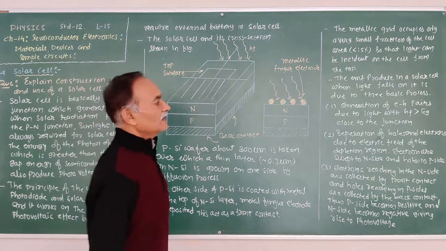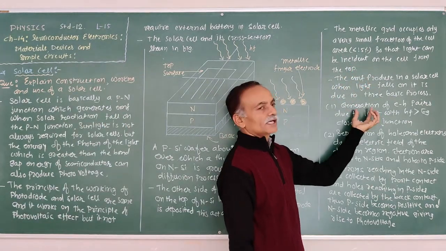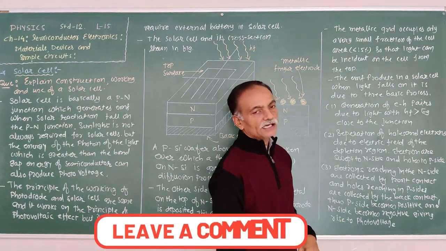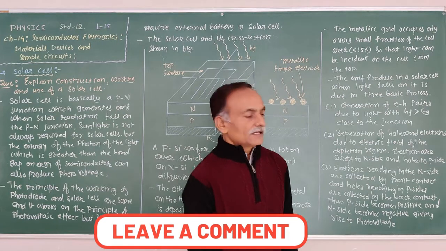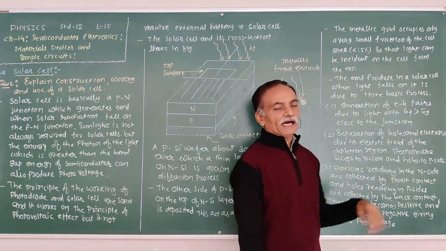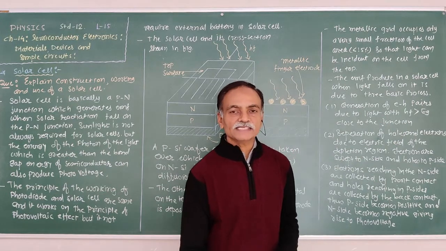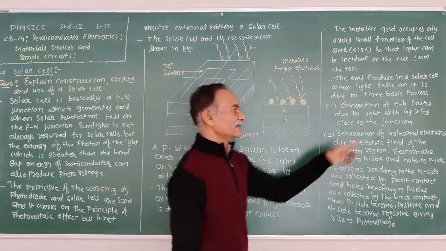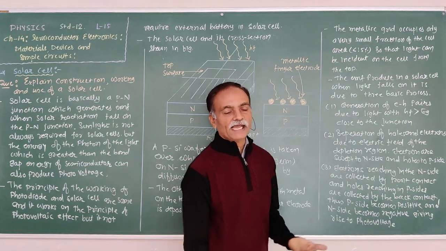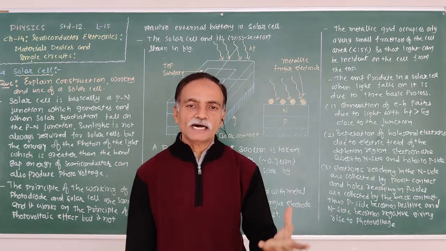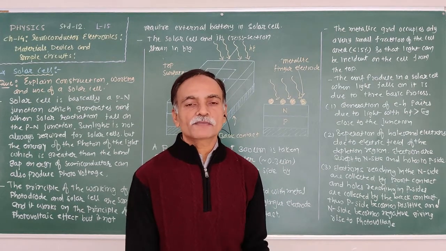What happens when the light is incident on the junction? Electron hole pairs are generated. These electron hole pairs are generated when the light with hν, that means the energy of the incident light, is greater than the band gap energy. At that time, the electron hole pairs are formed near the junction due to the breaking of the covalent bond.